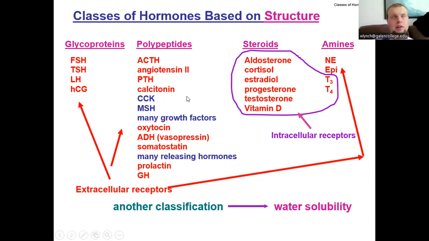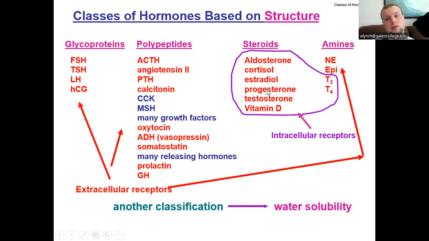Our classifications of glycoproteins are going to be things such as follicle stimulating hormone, thyroid stimulating hormone, luteinizing hormone, and human chorionic gonadotropin, which exists only in fetal growth or in a pregnancy situation. Polypeptides, right? These are going to be large protein chains. Examples are going to be things like ADH or antidiuretic hormone, oxytocin, growth hormone, cholecystokinin, which is CCK, calcitonin, etc.